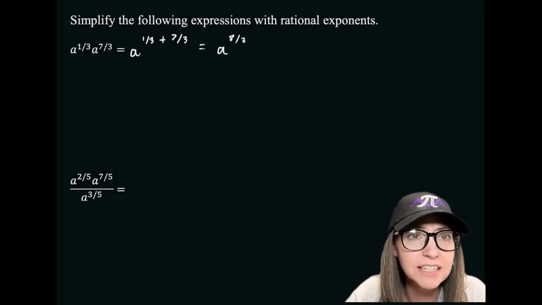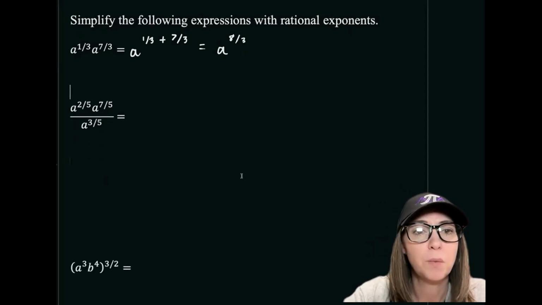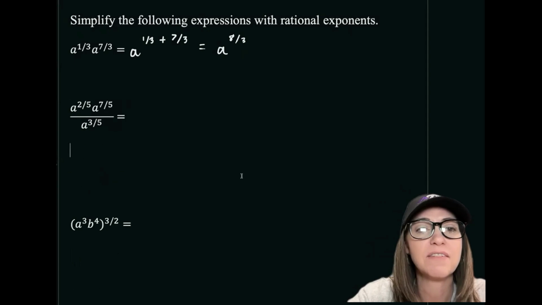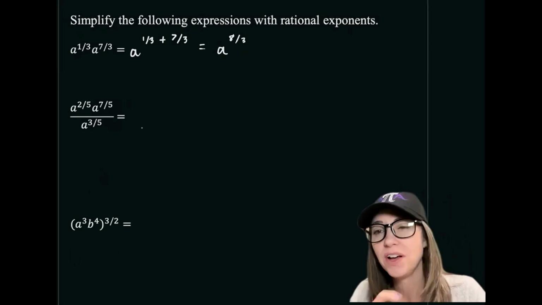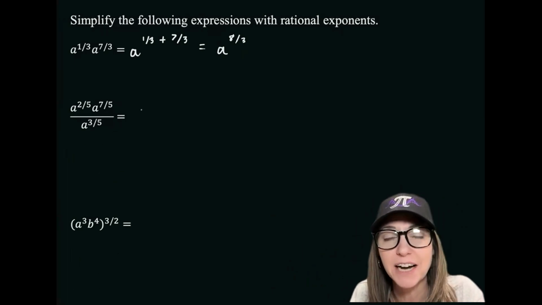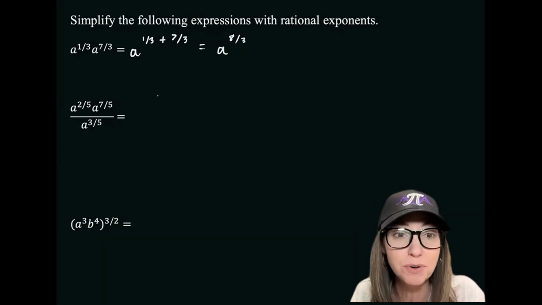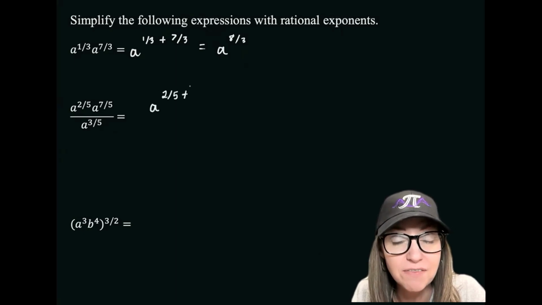Now in this next example, we're going to scooch this on up a little bit. We have a to the 2/5 times a to the 7/5, all divided by a to the 3/5. The order you do all this in doesn't really matter. I'm going to go one step at a time. First I'll combine the two in the numerator by adding those exponents, so a to the 2/5 plus 7/5, all divided by a to the 3/5.